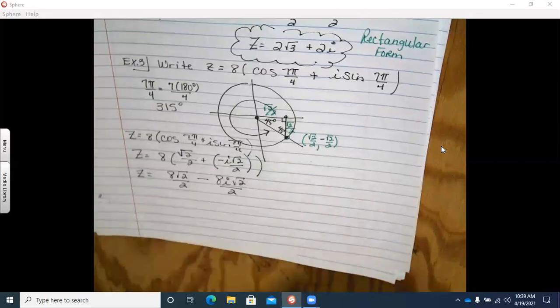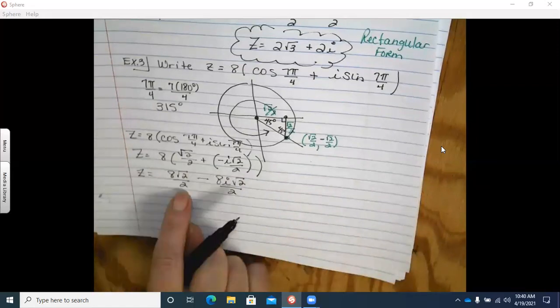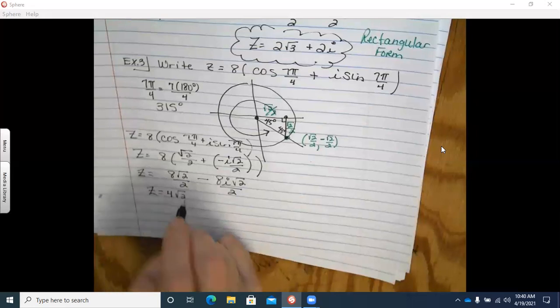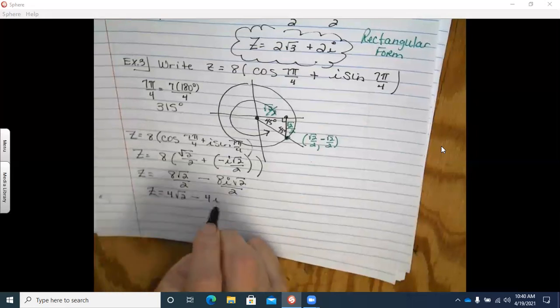And then on both of those, the 8 can divide by 2. Neither are under the radical. So that would be z equals 4 square root of 2 minus 4i square root of 2.